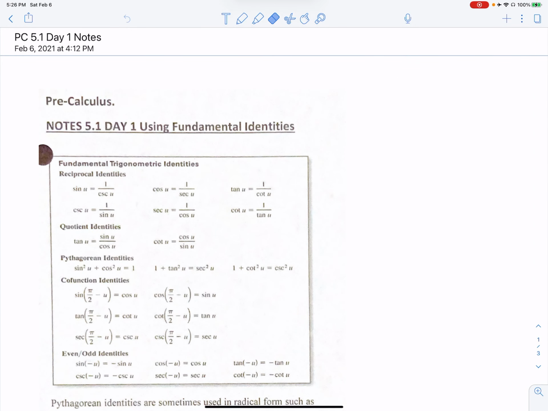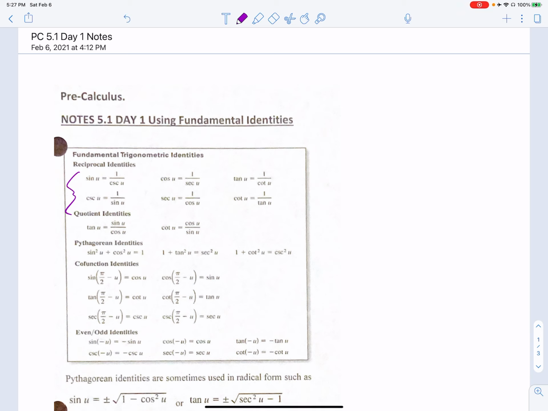Pre-calculus 5.1 day 1 notes. And so we have a group of trig identities that we're going to use to help simplify expressions. Some of these you should already know, the reciprocal identities we have gone through.